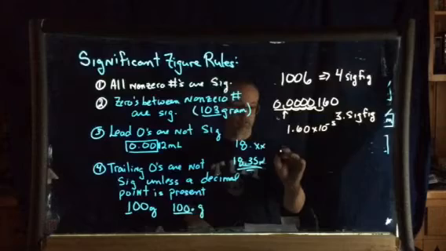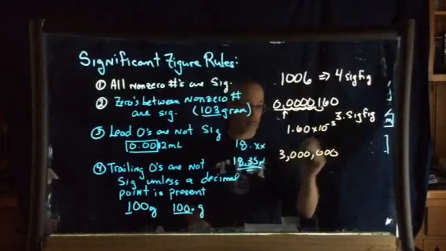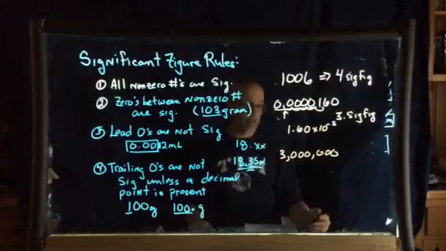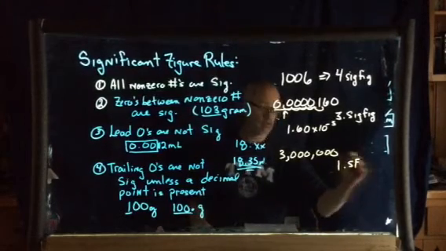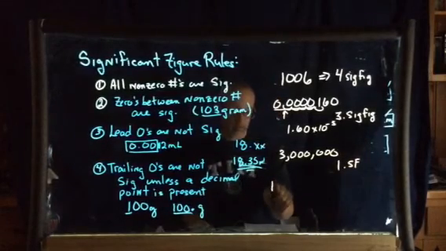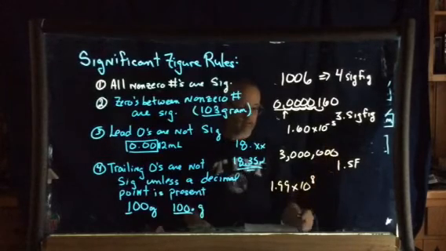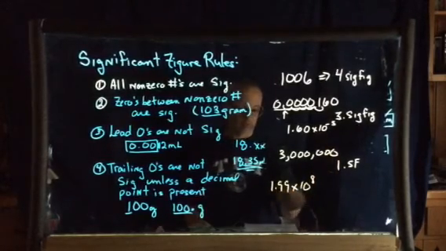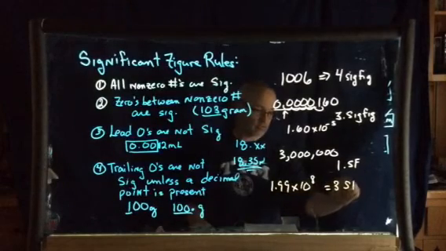So if we have 3, 0, 0, 0, 0, 0, 0, 3 million, no decimal point, there is only 1 sig fig. So if we have 1.99 times 10 to the 8th, as an example, there's a decimal point, there is 3 sig figs.